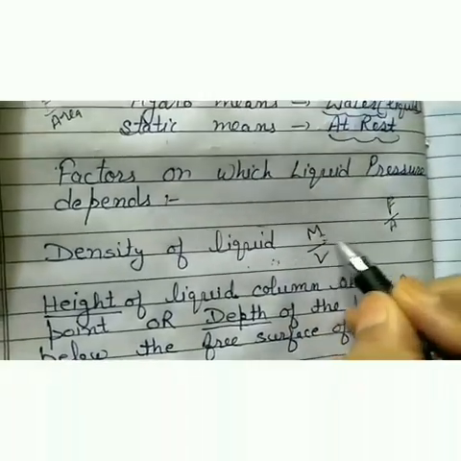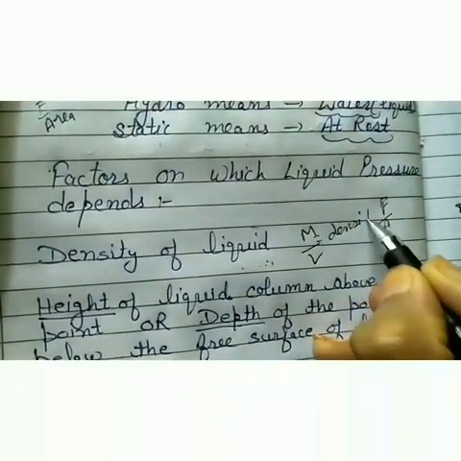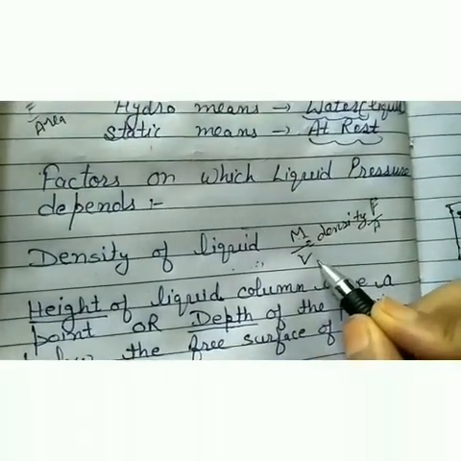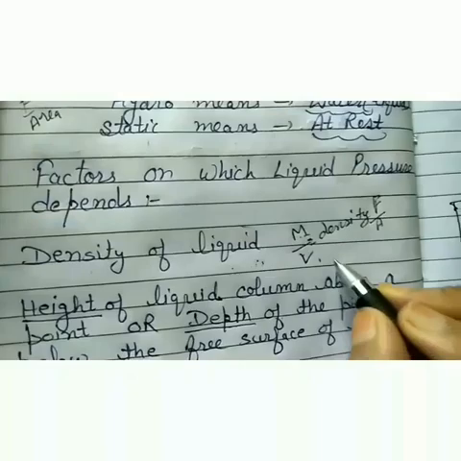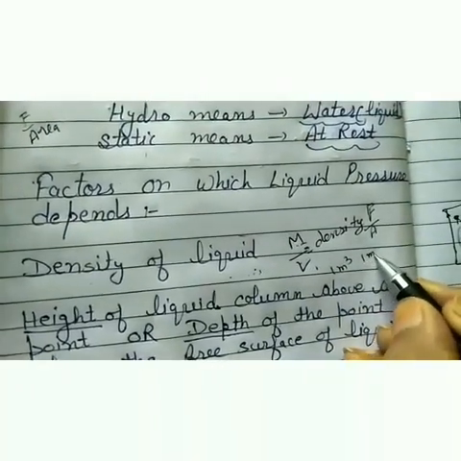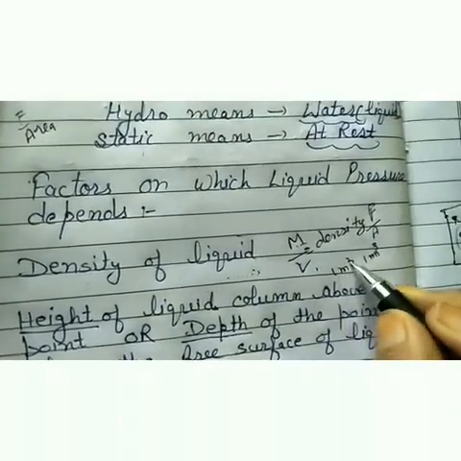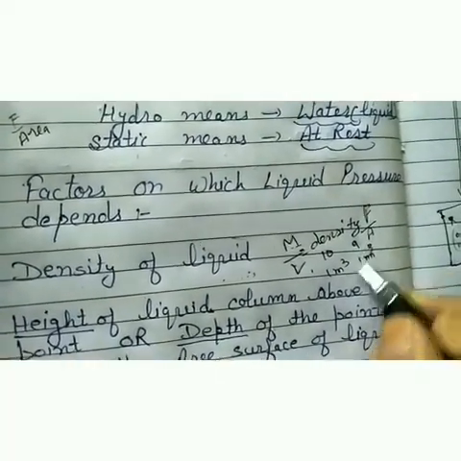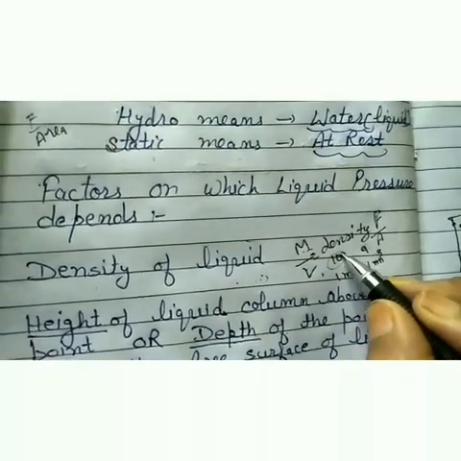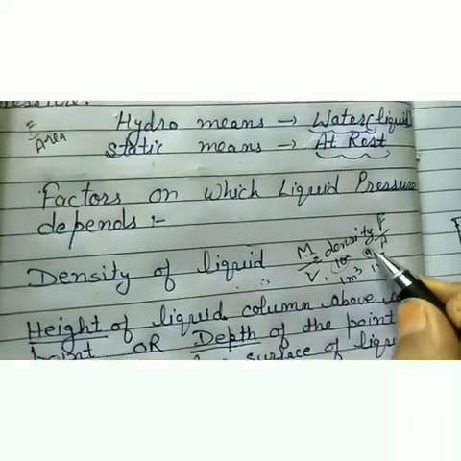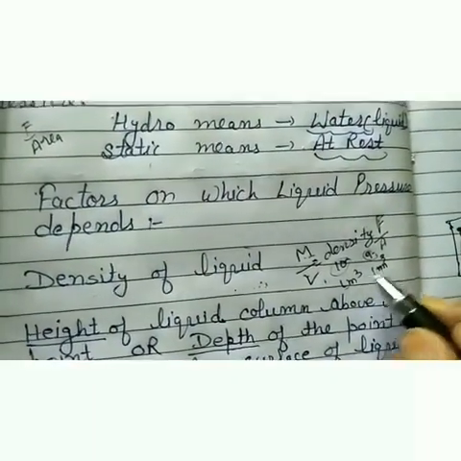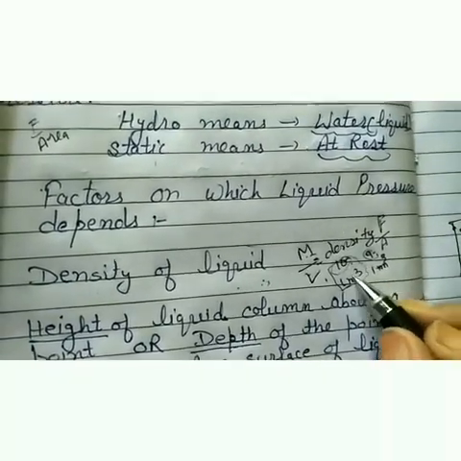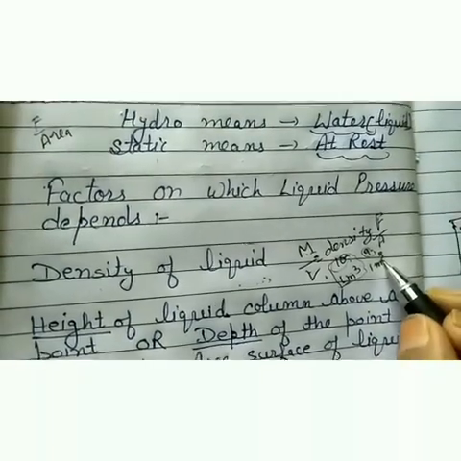So density is defined as mass per unit volume. Suppose we have a volume of 1 meter cube, and in this 1 meter cube suppose in this case we have 10 particles and here we have 9 particles. So 10 particles have more mass and 9 particles have less mass. As the volume is the same, in this case more mass is there, it means in this case the density is more, and in this case density is less.